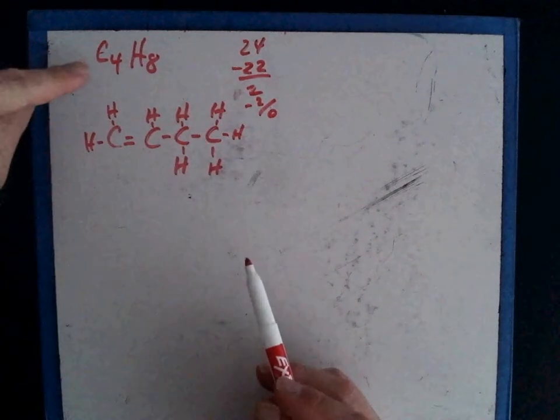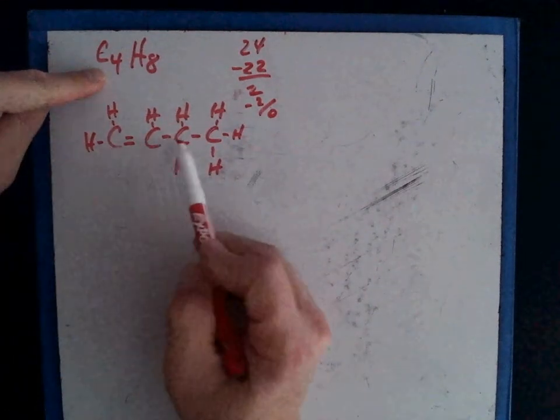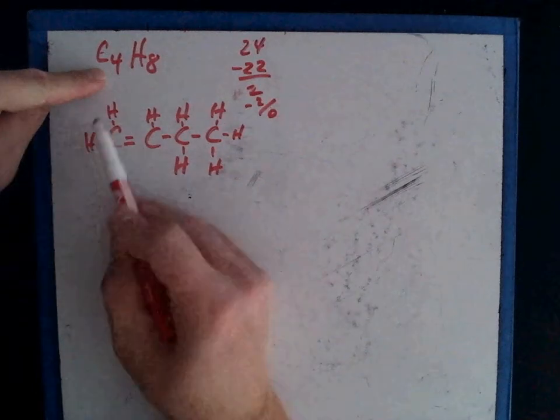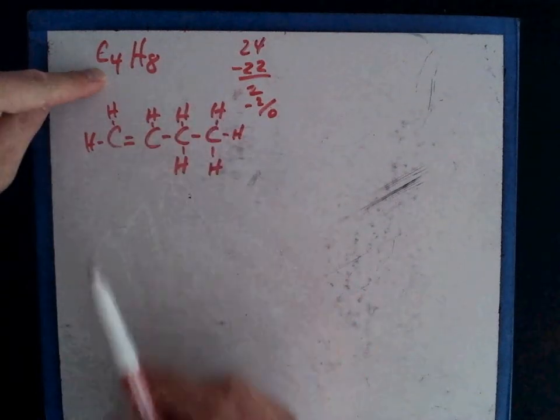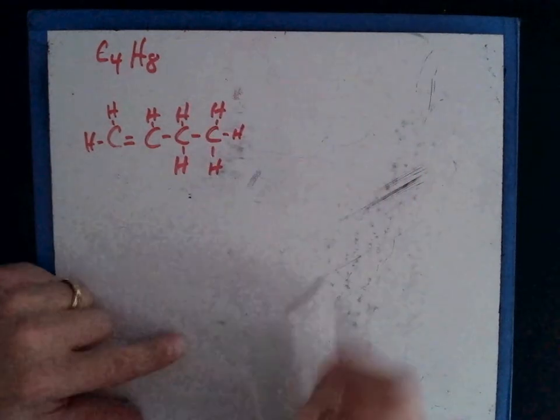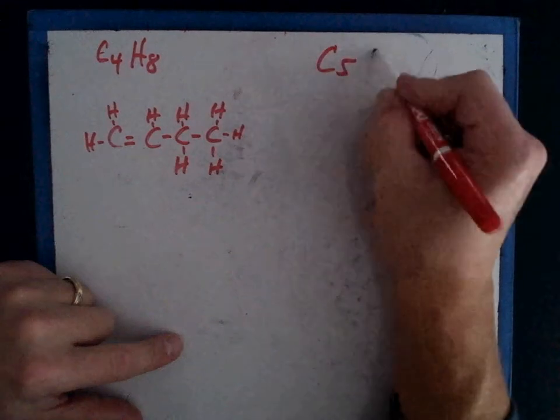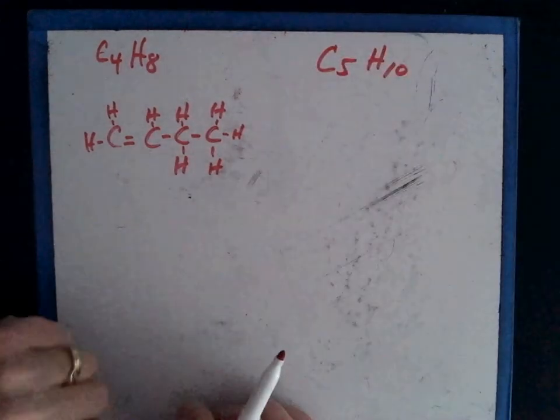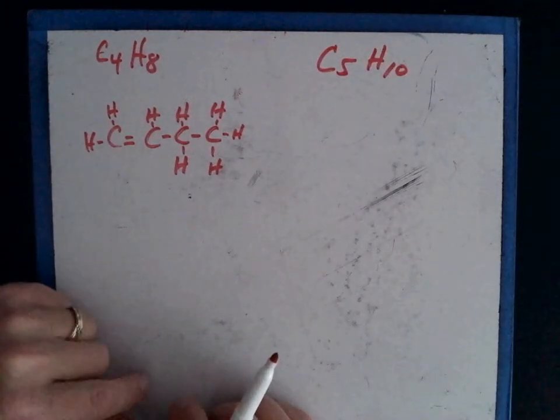Perfect. Here's how you check yourself. 4 carbons. 1, 2, 3, 4. 8 hydrogens. 1, 2, 3, 4, 5, 6, 7, 8. It's great to do these with a pencil. So this one had a double bond. I'm just going to take the math out. All right. Here's one for you real quick. Pause the video. Try that one. Then I'll draw it for you.